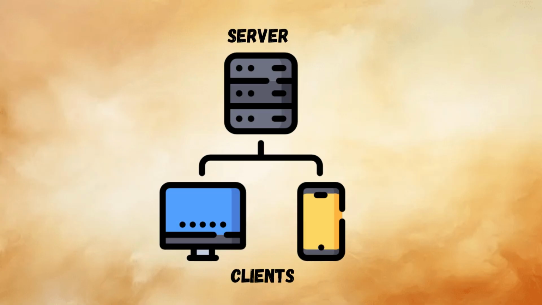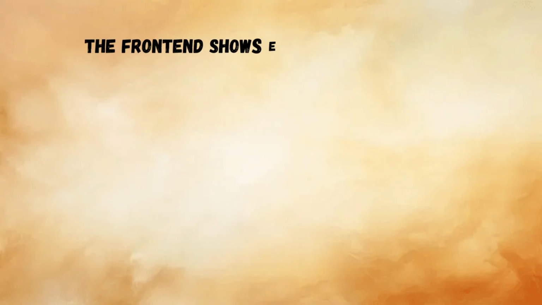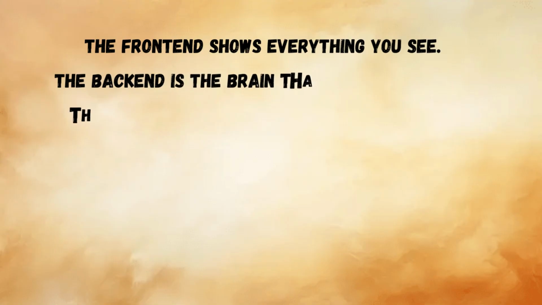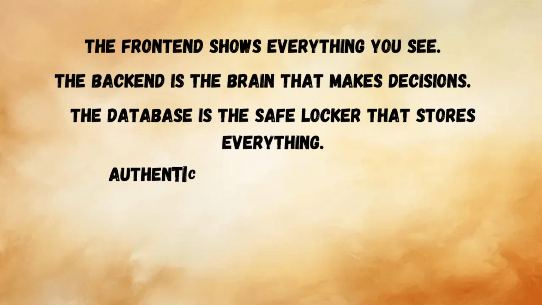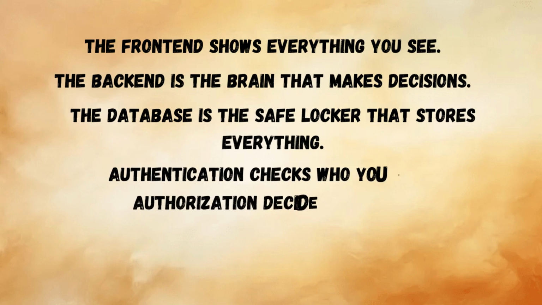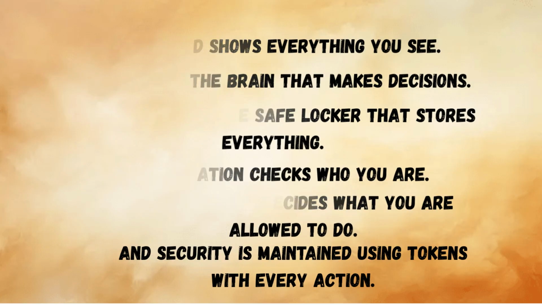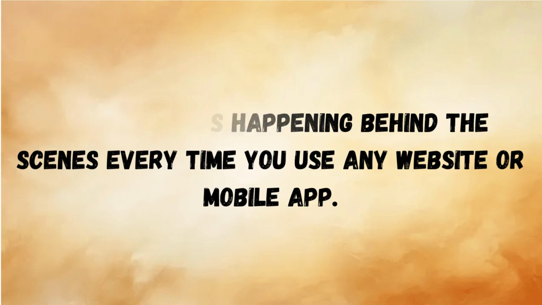The server is the powerful computer on the internet. The frontend shows everything you see. The backend is the brain that makes decisions. The database is the safe locker that stores everything. Authentication checks who you are. Authorization decides what you are allowed to do. And security is maintained using tokens with every action. This is what is happening behind the scenes every time you use any website or mobile app.